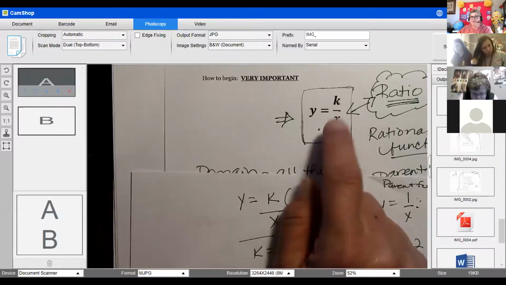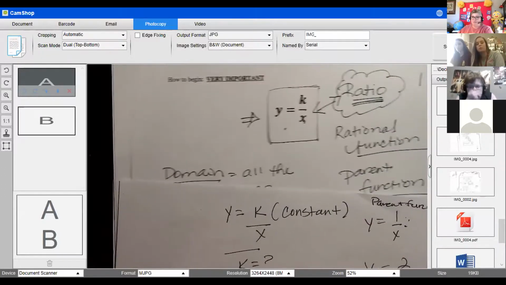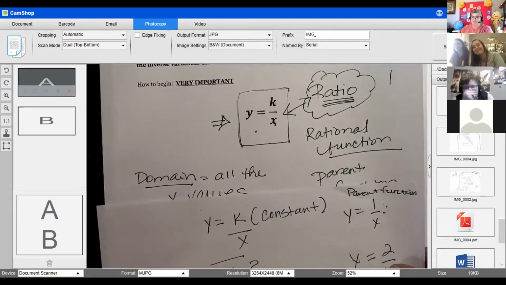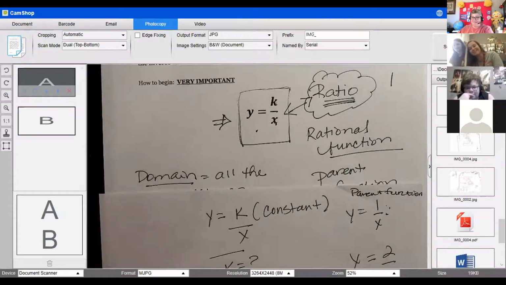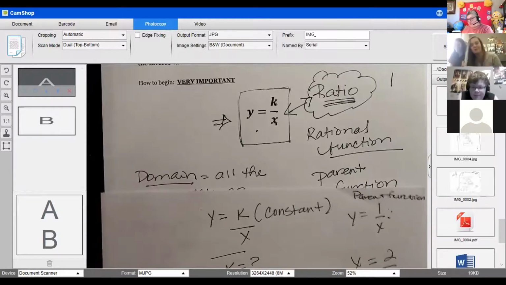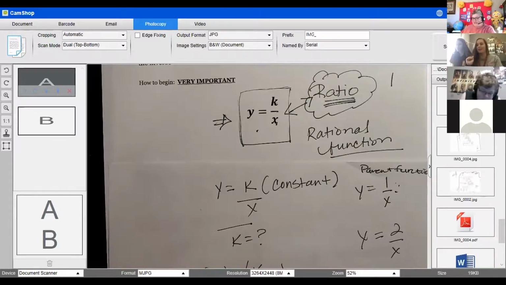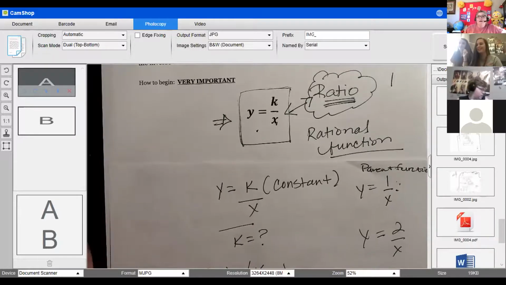What type of function is it? Do you see it? Rational, exactly. Rational function. And rational just means ratio. And so this is very important. Any questions, guys?